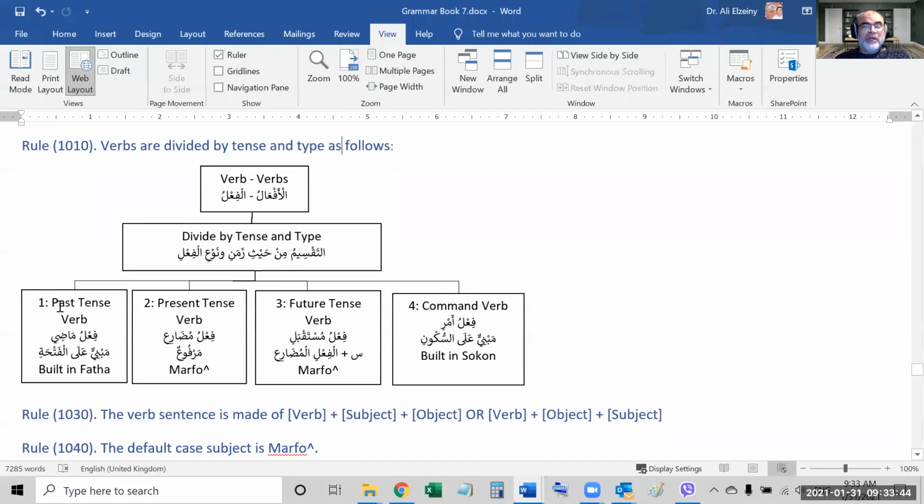Here we are showing the division based on tense. We have the past tense, which is فعل ماضي. Past tense verb is فعل ماضي, and the grammar rule is مبني على الفتحة, built-in فتحة. The built-in تشكيل is the تشكيل that doesn't change regardless of grammar. Okay, so regardless of grammar, this built-in will not change.